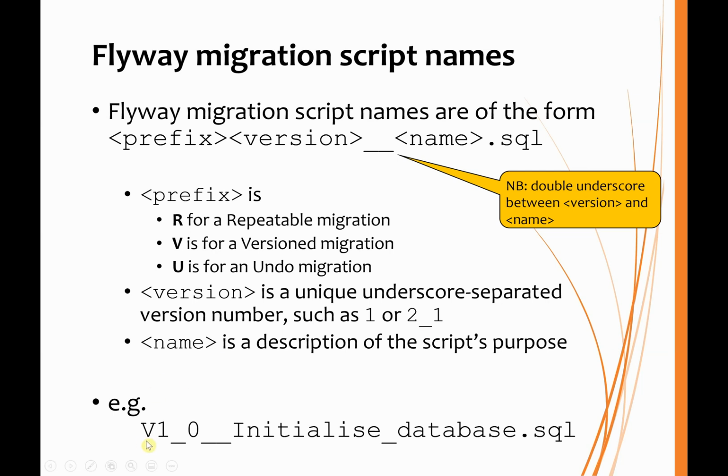So we can see from this example, V, it's a versioned migration, so V1.0, then the double underscore, initialize database.sql. So that tells us very clearly what version we're dealing with and the purpose of the script.